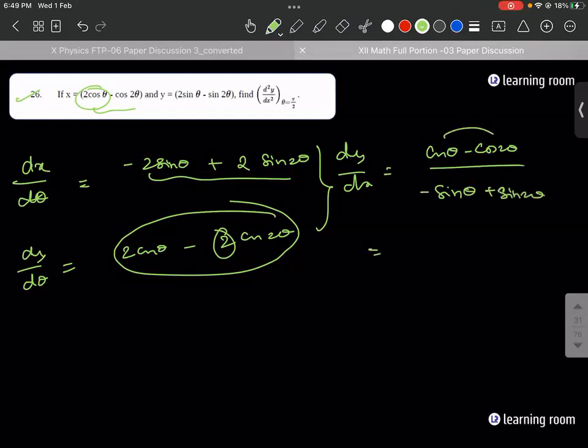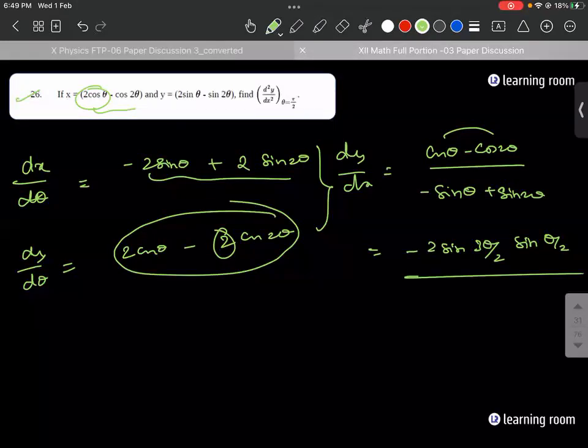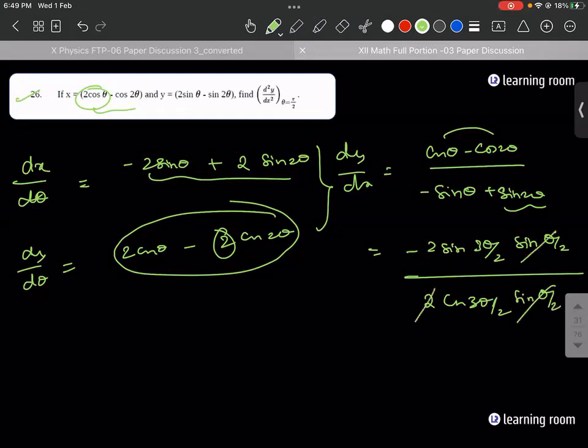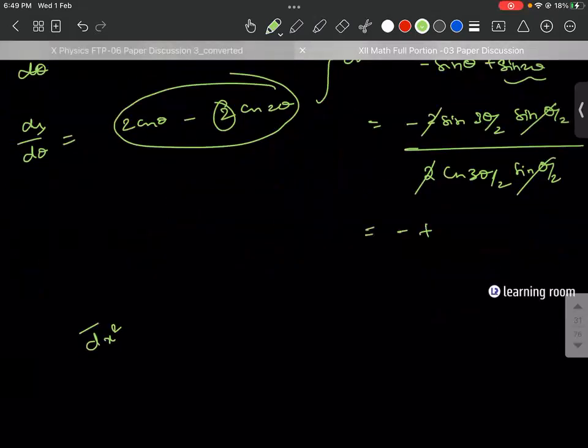Tell me what is cos A minus cos B? It is minus 2 sin of A plus B by 2 into sin of A minus B by 2. How much is it? 3 theta by 2, sin minus theta by 2. That's minus value. Yes, sir. So sin 2 theta minus sin theta is 2 cos of 3 theta by 2 sin of theta by 2. This and this will get cancelled. You will get the answer as minus tan theta by 2, correct. The dy by dx.